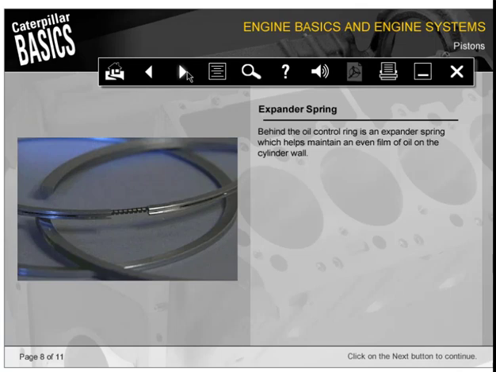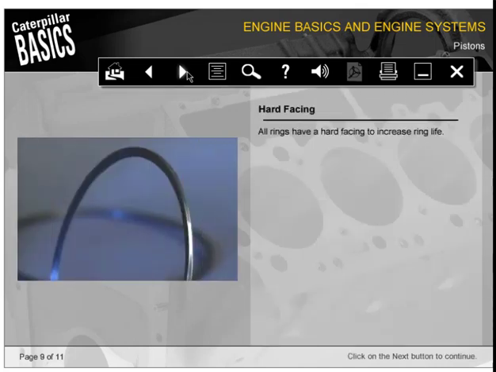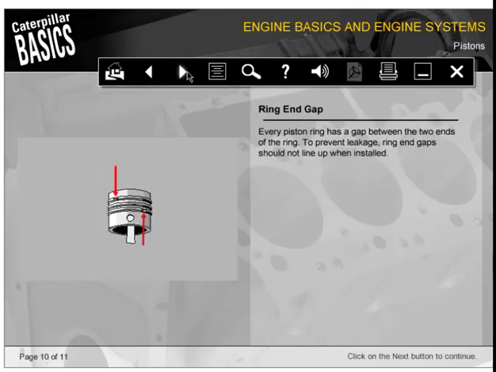Behind the oil control ring is an expander spring which helps maintain an even film of oil on the cylinder wall. All rings have a hard facing to increase ring life. Every piston ring has a gap between the two ends of the ring. To prevent leakage, ring end gaps should not line up when installed.